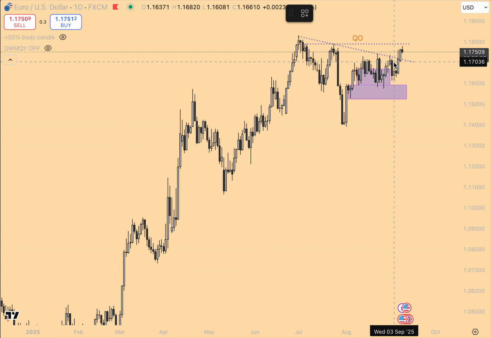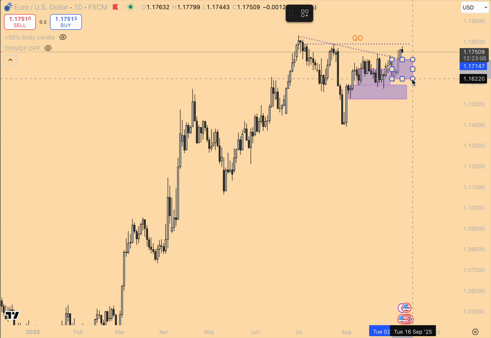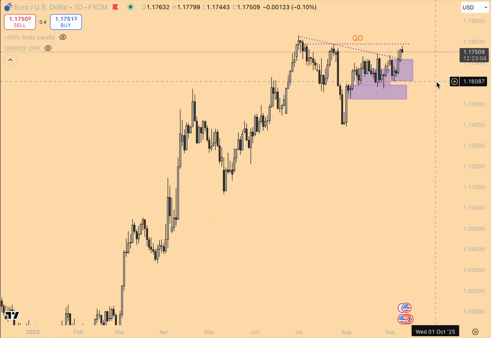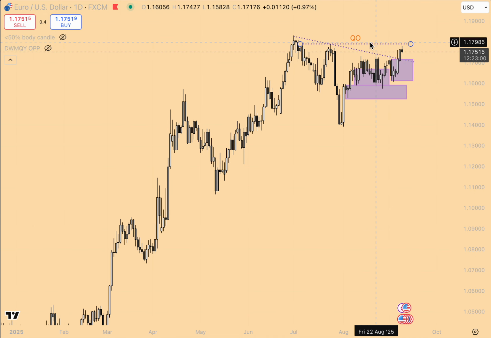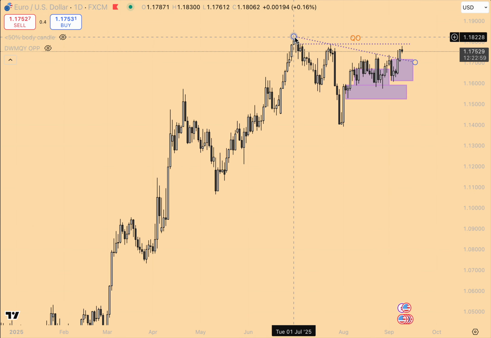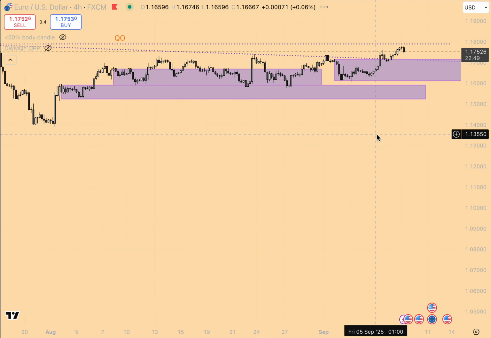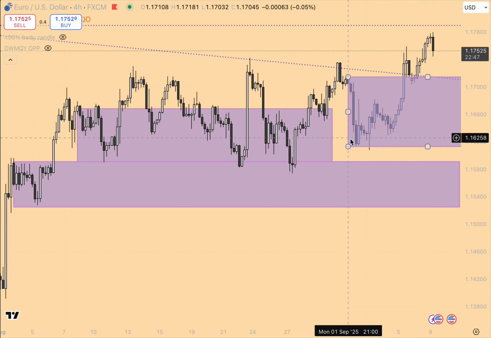And you don't want to fight order flow, guys. You don't want to fight order flow. So now we broke this high. I am anticipating that we at least take out this high, and then let's see what happens from there. Let's clear out this.